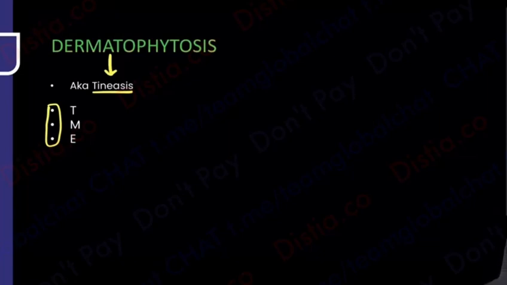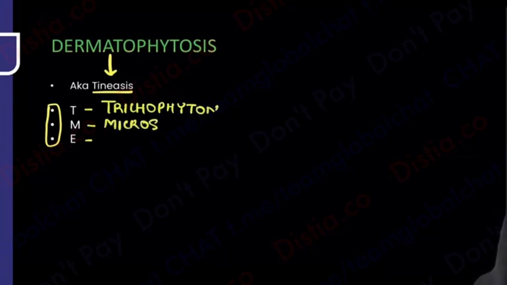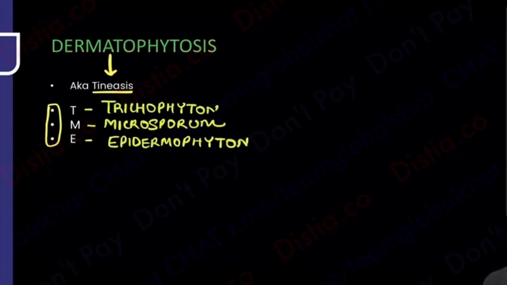So when I talk about tineasis, there are three organisms which are written as TME. Remember, TME is a very famous short form. If you ever type a Telegram URL, it is t.me. So remember, T for Trichophyton, M for Microsporum, and E for Epidermophyton. Trichophyton, Microsporum, and Epidermophyton. That is what you have to know. So TME, and I'm telling you to learn it again and again in the same order, and I'll tell you why in a few minutes when I tell you a mnemonic.